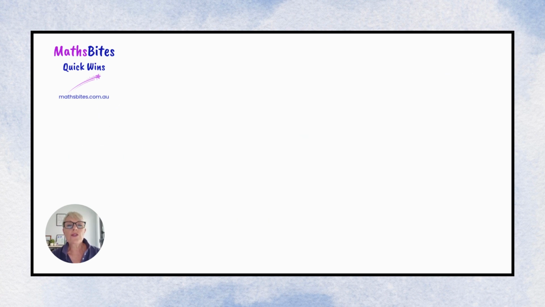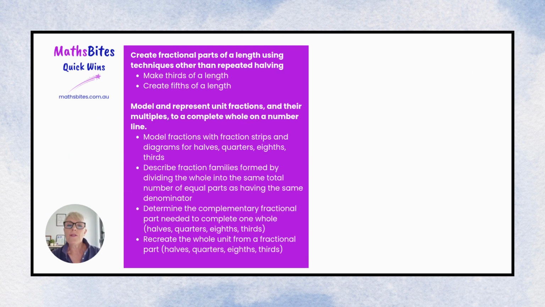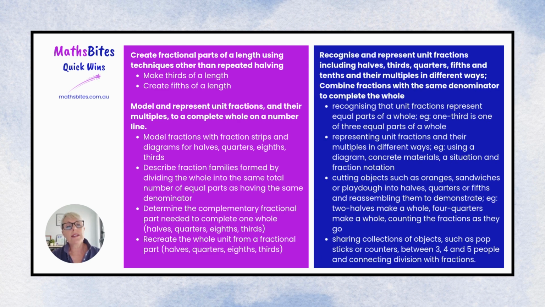In New South Wales, there are two big ideas that they will cover. The first one is creating fractional parts of a length using techniques other than repeated halving, because up until now, repeatedly halving has been the main way they've created the equal parts of a length. The second big idea is that of modelling and representing fractions and their multiples to complete a whole on a number line. In the Australian curriculum, they'll learn very similar concepts. And if you're somewhere that doesn't use either of these, that's okay. These activities will work perfectly for your child wherever you live because, as I said, the big ideas are universal.